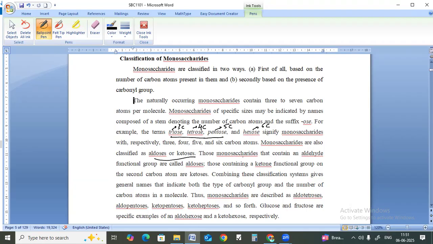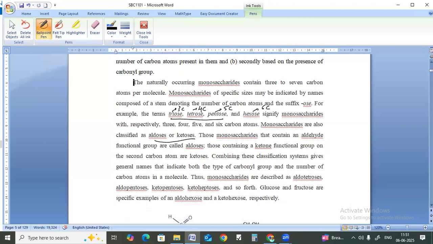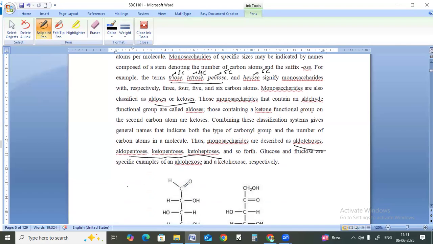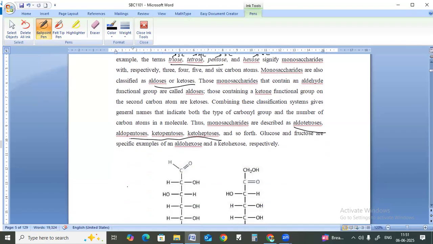Combining these classification systems, that is the number of carbon atoms and the functional group present, they can be classified as aldotetroses, aldopentoses, aldohexoses, or if the functional group is ketone, then ketopentoses, ketohexoses. Glucose and fructose are the main examples of aldohexose and ketohexose.